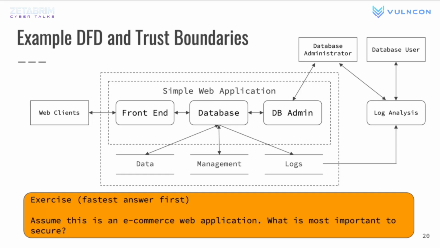They keep logs of the application and it gets passed to a log analysis server. There's also a data store for the data that the application holds, as well as another data store for management-related functions, like storing details of the users that use the application, etc. So, fastest fingers first, tell me, what do you think is most important to secure? And yes, please post in the chat, and I would also like you to quickly explain why you believe it's most important. Okay, so we'll give everybody half a minute.